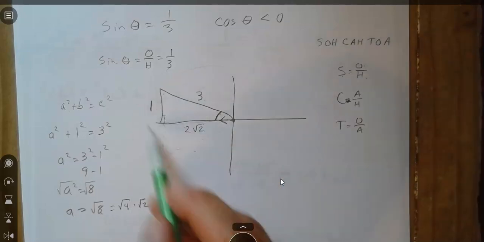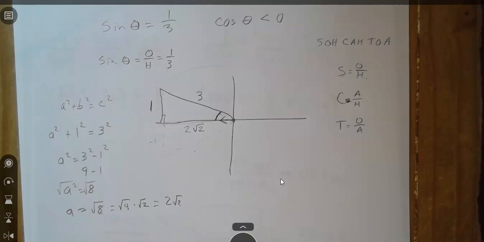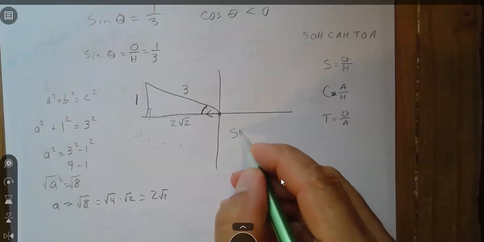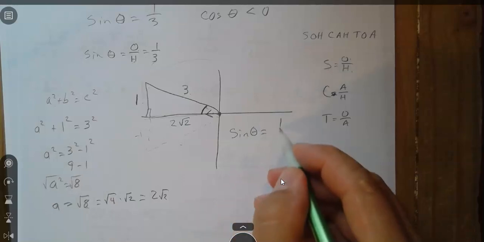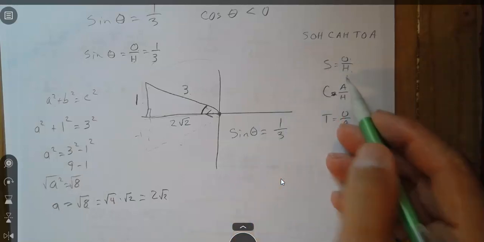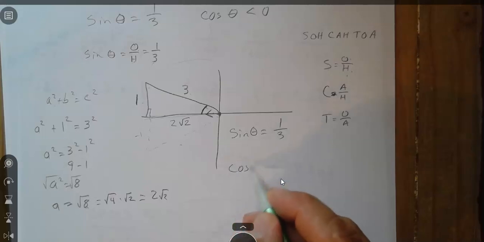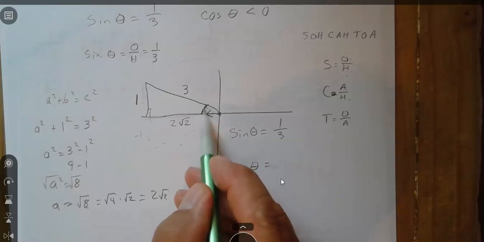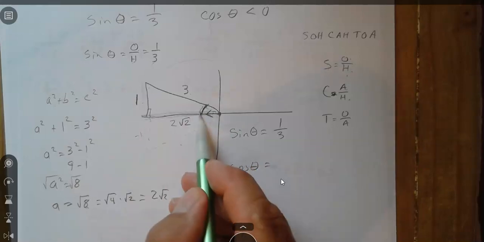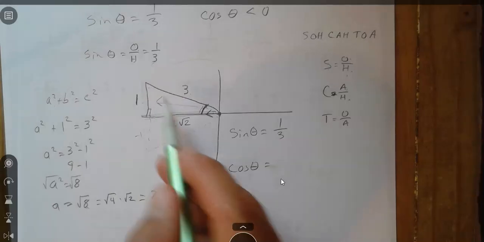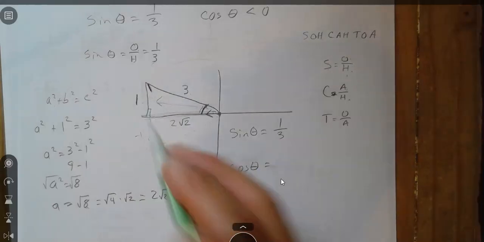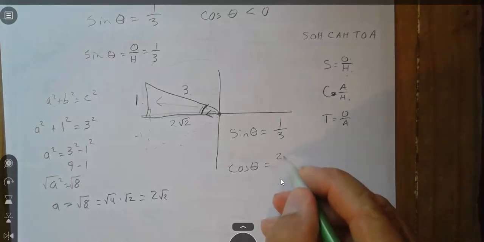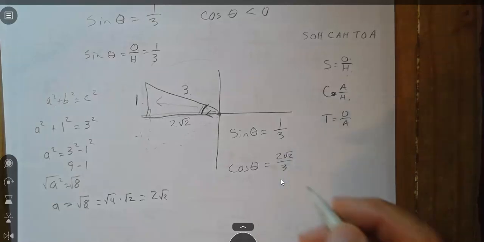Once I have all 3 sides of my triangle, then I can put down any of my trig functions. So then I can say sine theta equals 1 over 3 because it's opposite over hypotenuse. Cosine theta equals adjacent over hypotenuse. And this is my adjacent because it's next to my angle. It's not exactly opposite my angle. My hypotenuse is always my hypotenuse. So my adjacent is 2 root 2 over 3.